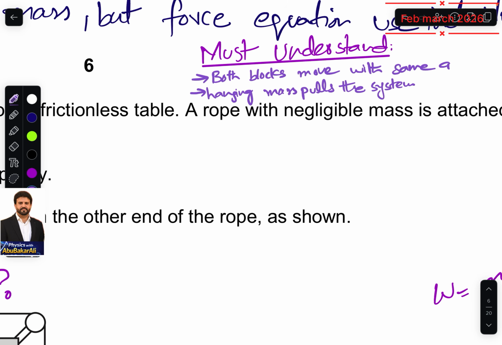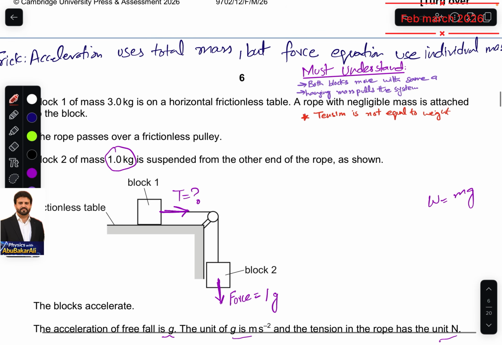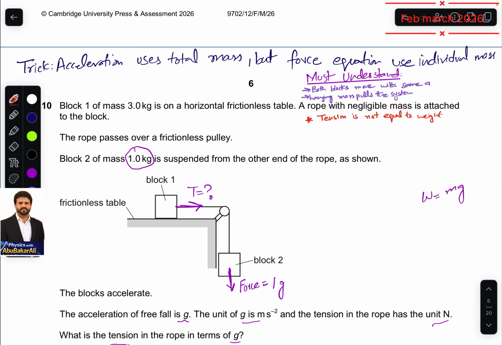And one more point that is very important, a very common mistake: the tension is not equal to the weight. Tension will be different. So you can't simply say that this tension is equal to the weight and write it down as 1g. That will be wrong. These are the points you have to keep in mind. Please make notes of it, because the same question will be repeated in your May June 2026 paper. This is a pattern. This question mostly comes in P1 or P2. So now let's try to solve it.